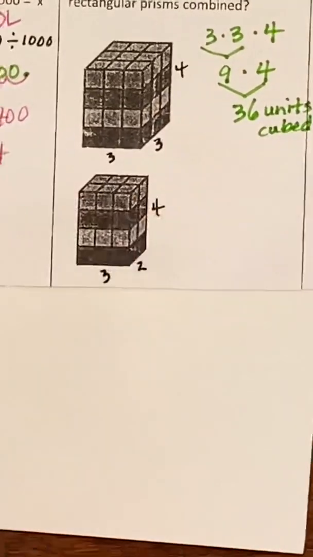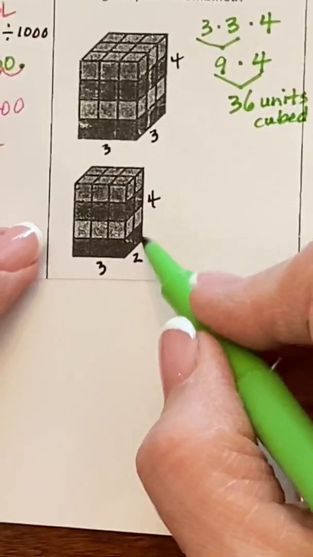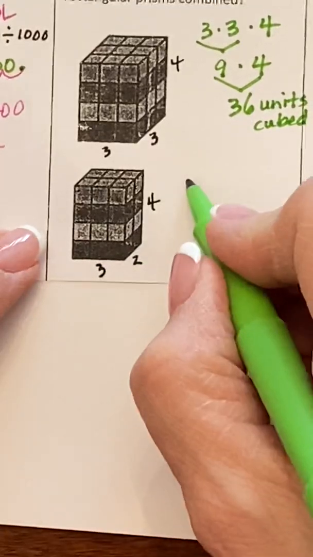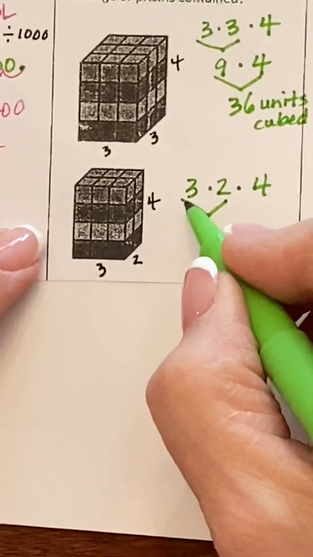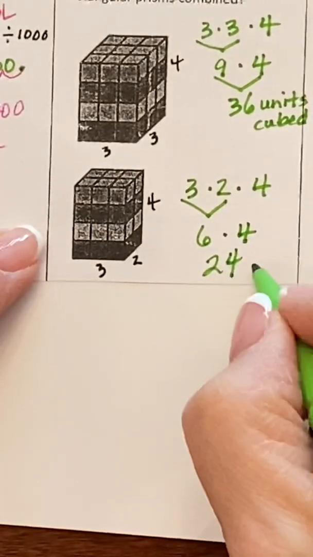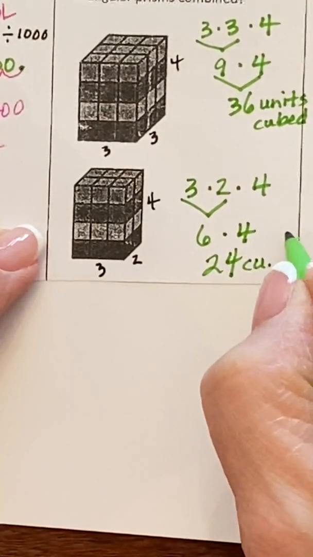Meaning it has 3 dimensions, length, width, and a height. All right, now let's look at this one. Again, your base is going to be what is it sitting on? So that would be a 3 times 2. Then times the height, which is 4. 3 times 2 is 6. 6 times 4 is 24. And you could do cubic units.